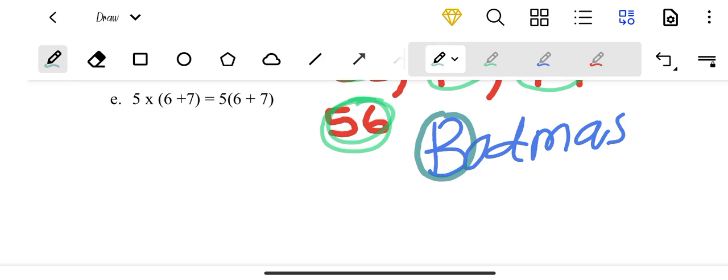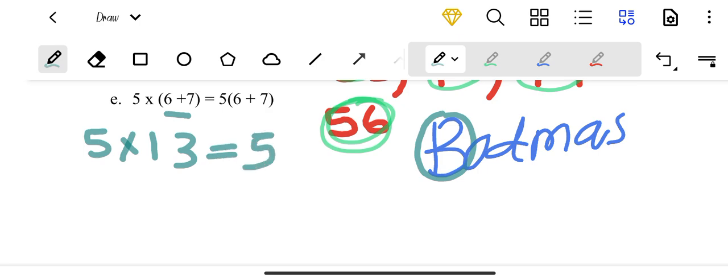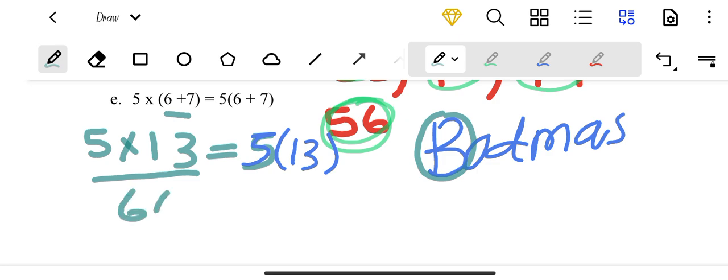What can I do here? So I can just simply say 5 multiplied by that plus that is equal to, let me think, 13, which is equal to 5 open brackets 13 close brackets. Okay, so the next part we're going to say that multiplied by that. So let's see, 5, 10, 15, 20, 25, 30, 35, 40, 45, 50, 55, 60, 65. So the answer here is going to be 65.